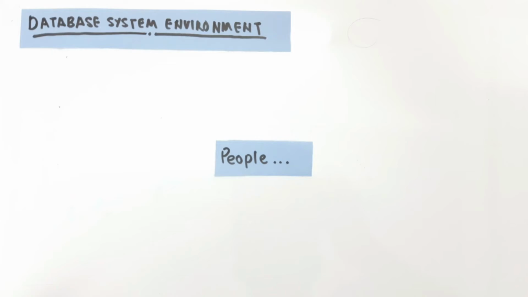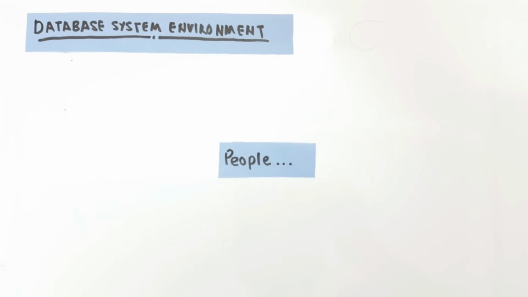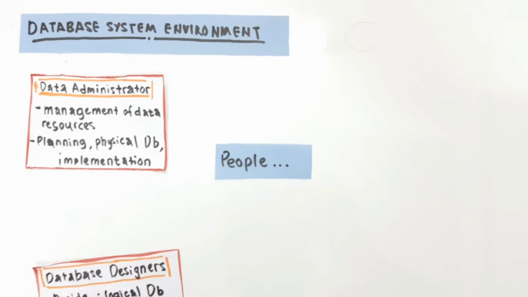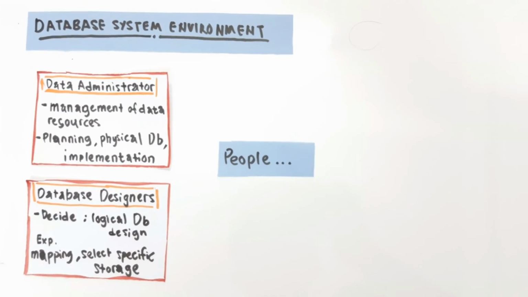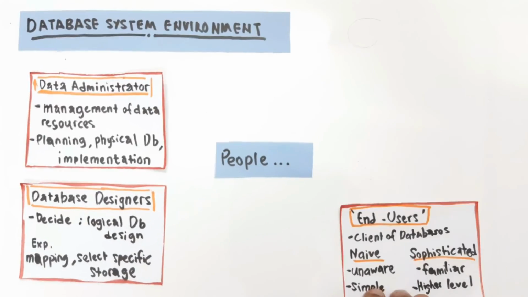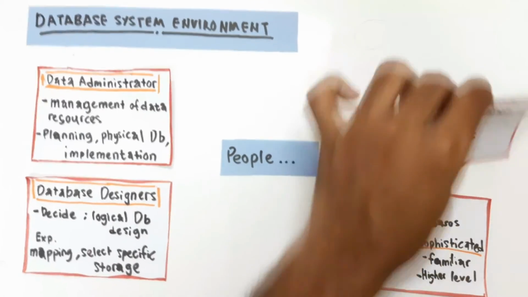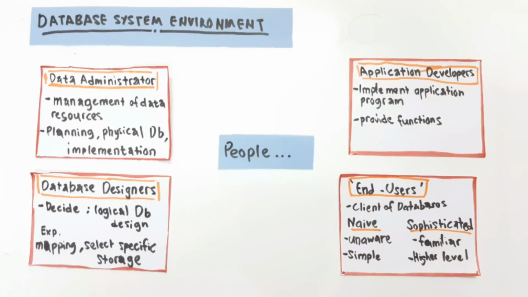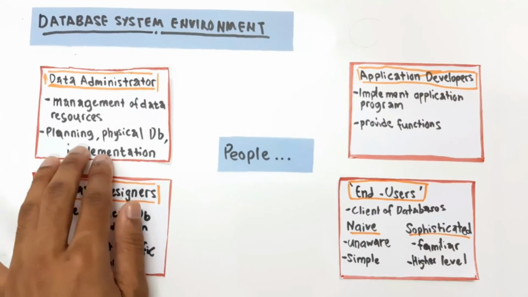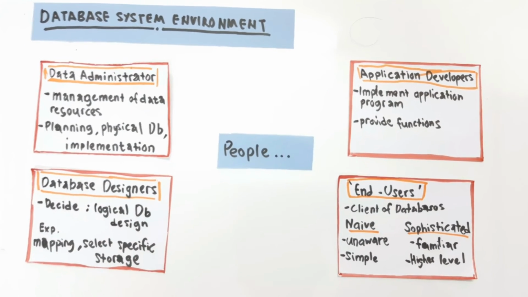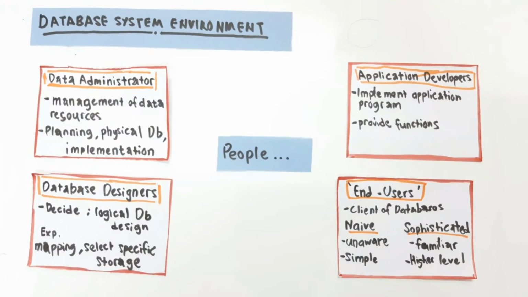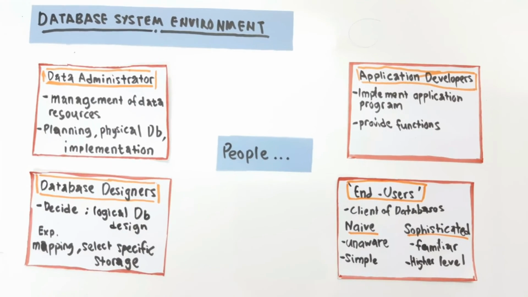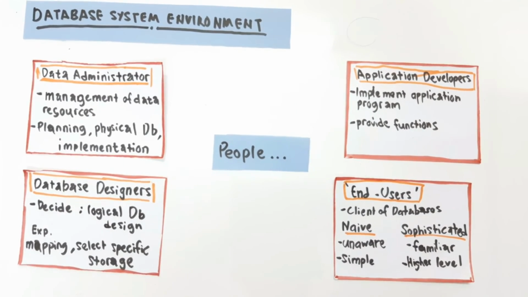And the last one is people. There are four distinct types of people who participate in the DBMS environment. First, the data administrator. The data administrator is responsible for managing the data resources, including database planning. It is also responsible for the physical realization of the database, including physical database design and implementation.